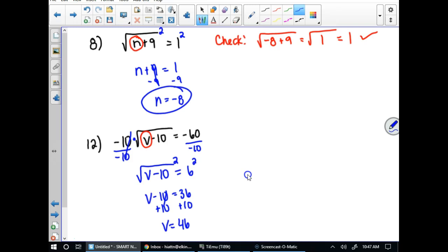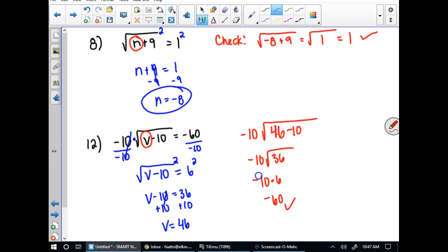Alright, now, we didn't check our answer. We need to check our answer. So if we check negative 10 times the square root of 46 minus 10, that is negative 10 times the square root of 36, which is negative 10 times 6, which is negative 60. So this is correct. So our answer is 46.